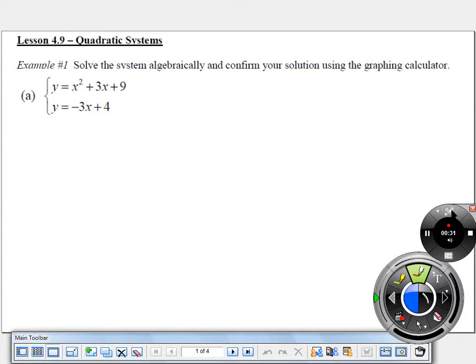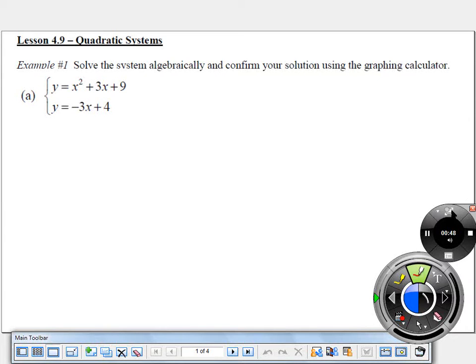So you'll see here that this system might look a little bit different than what you've seen before, because it not only has a linear piece, the y equals negative 3x plus 4, but a quadratic piece. But we still solve them the same. So we can use substitution or elimination.